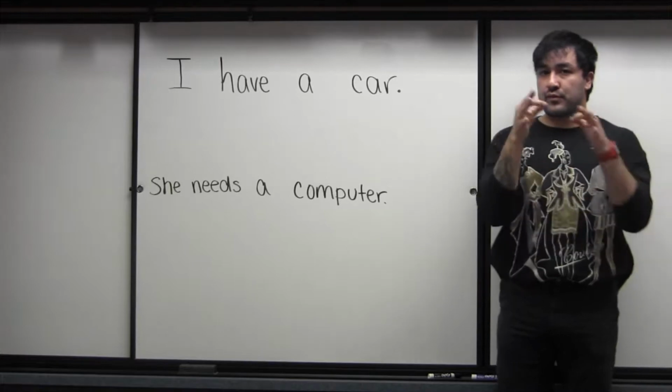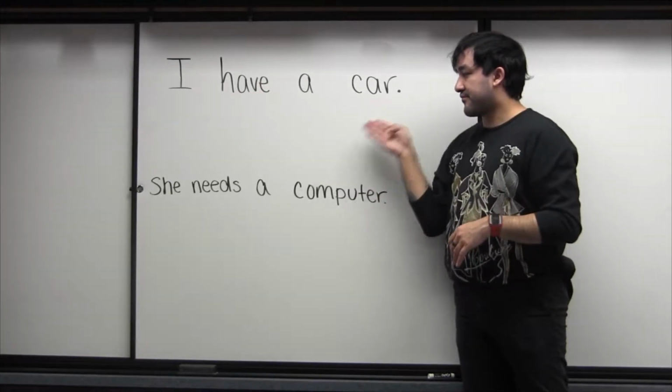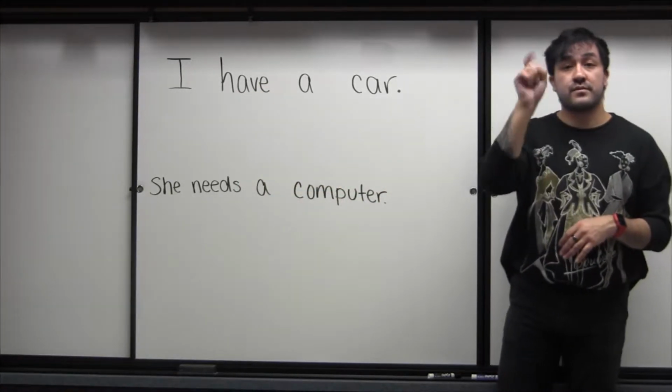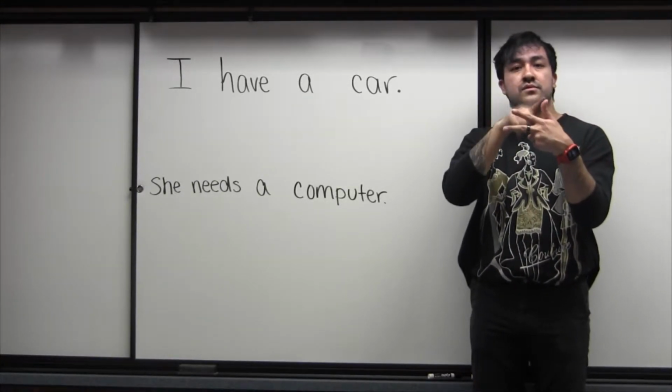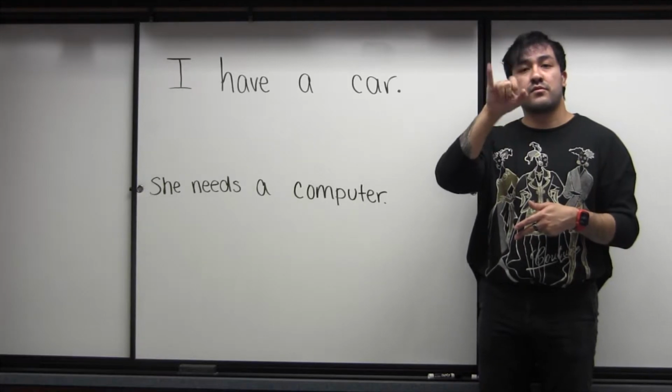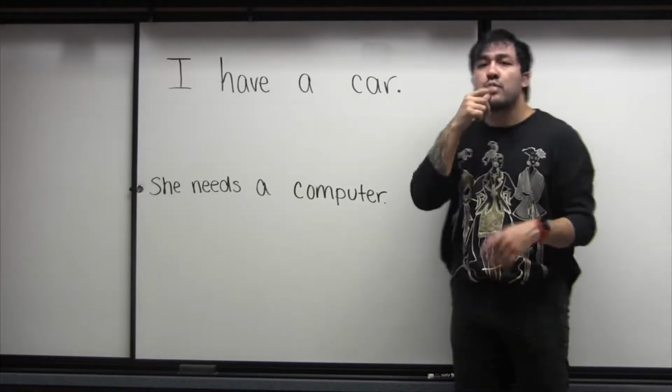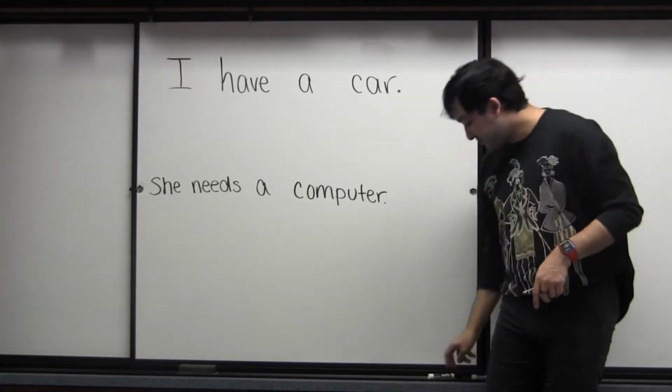So we're going to look at two sentences, and this video is going to look at one. And the first sentence that we're going to look at is I have a car. And so what do we need to do? First, we're going to go ahead and identify everything in the sentence as either a subject, an object, or a verb. So who is the subject in the sentence?